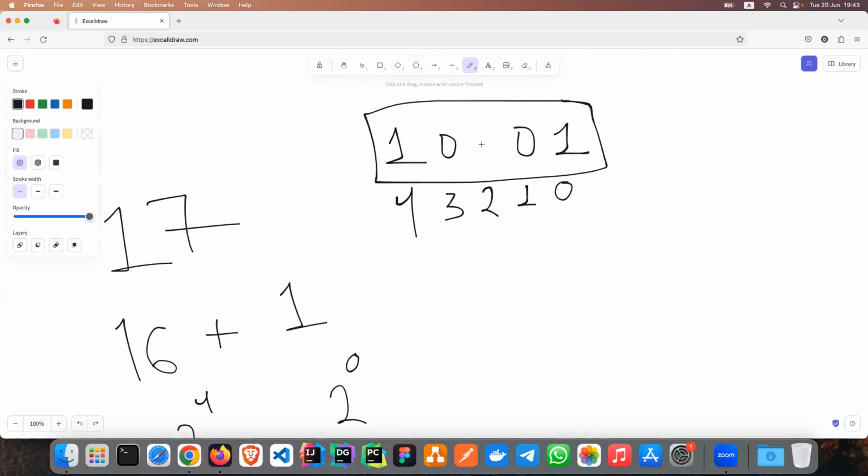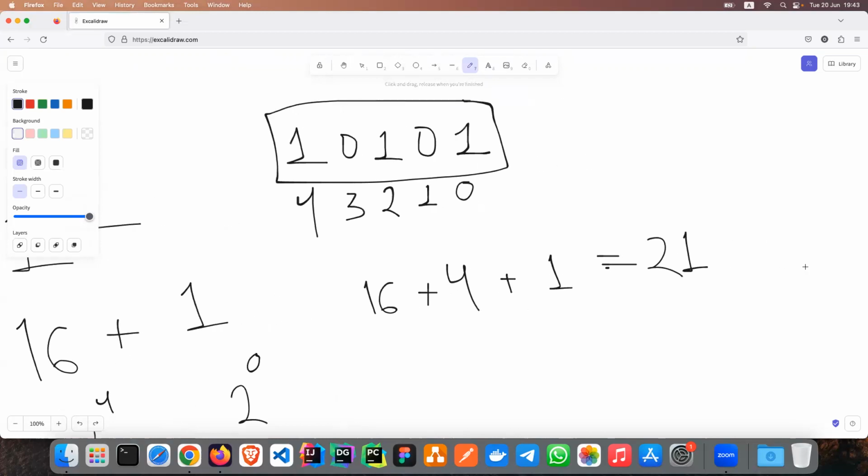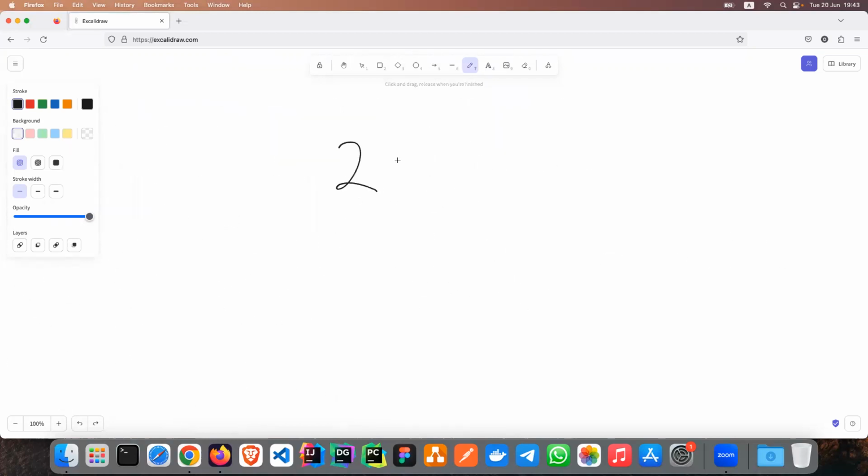What if this was a 1? Then we need to add 4 also. We will have 1, which is 21. Let's go the other way. What if I want to convert 21 to binary? What's the closest number which is less than it? Yes, which is 16. I can represent 21 by this, right?